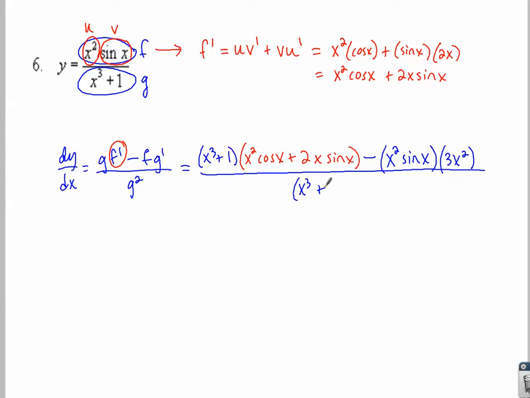Lots of bottoms in the quotient rule. If it's a quotient, lots of bottoms. Start with the bottom, bottom squared, lots of bottoms. We have a derivative. We could stop here, or if you want to simplify it, go ahead and simplify it. Let's go practice a couple others.